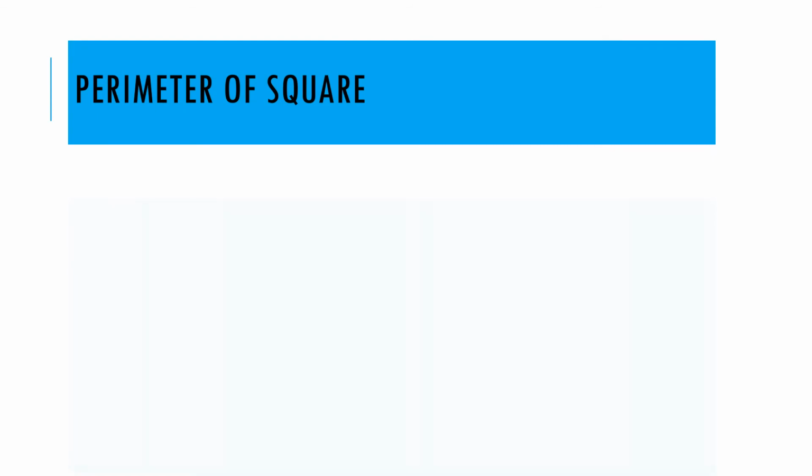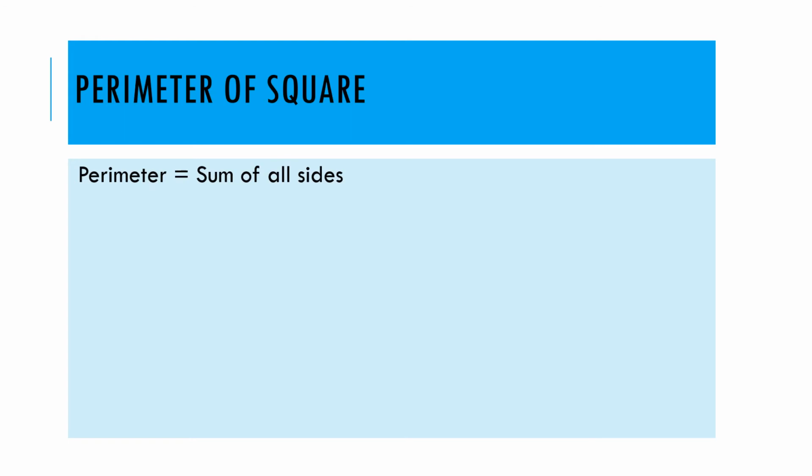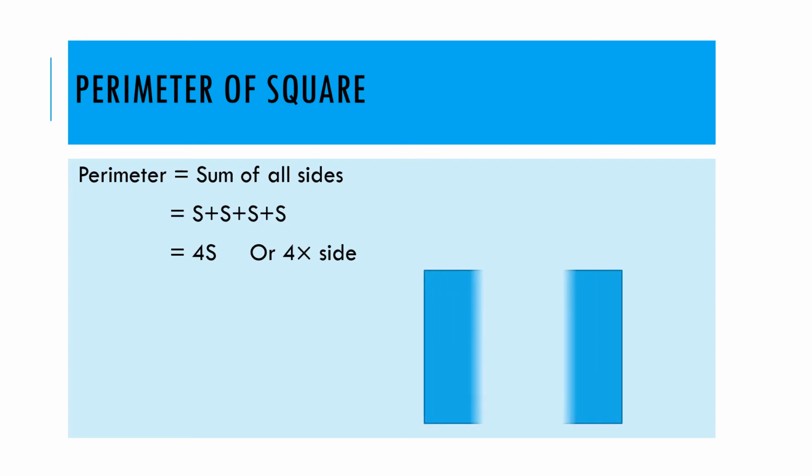Perimeter of square. Perimeter is equal to sum of all the sides. A square has 4 sides. S plus S plus S plus S is equal to 4S, or we can say 4 into side. It is a square having side S. All sides are denoted by S. So perimeter is 4S.